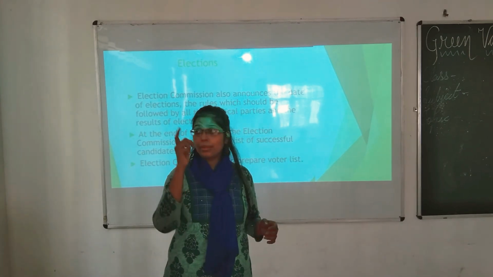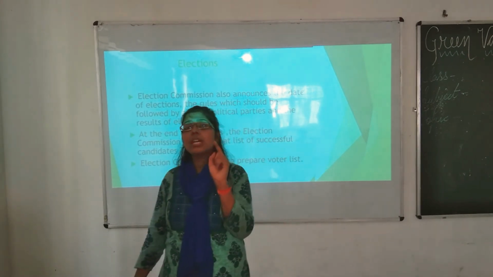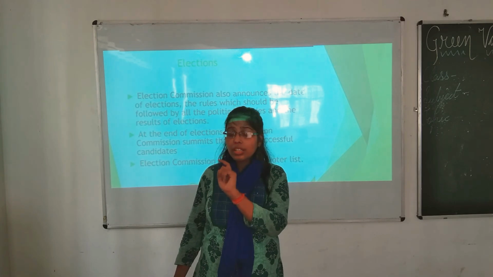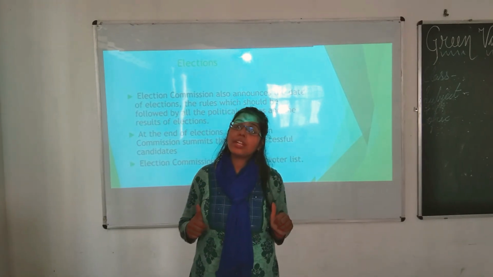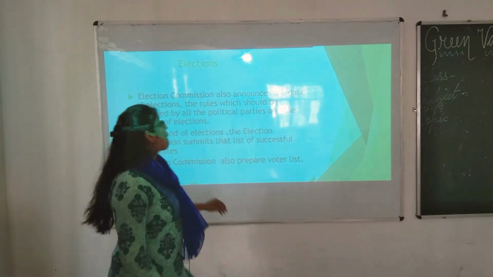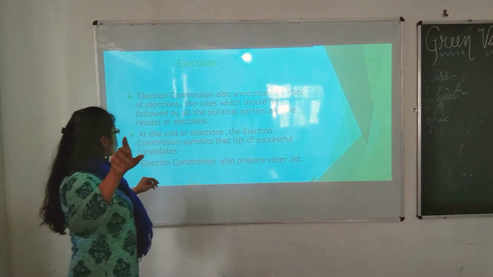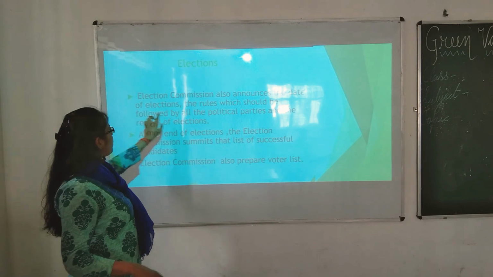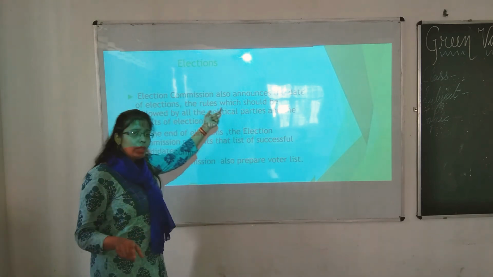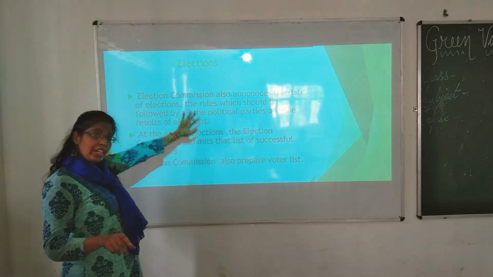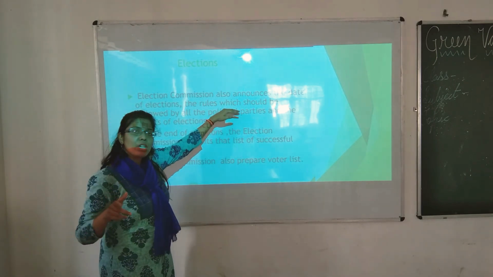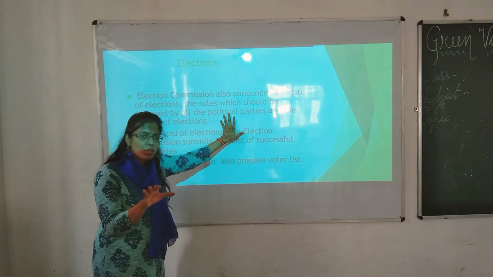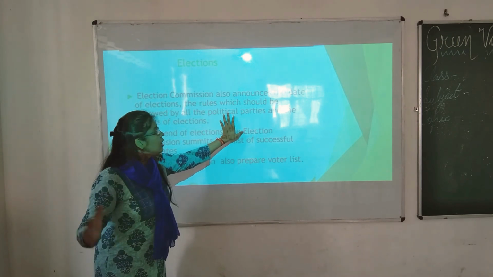And remember one thing, students: the election commission is only answerable to the parliament. No one else can question them or take an answer from them. They are only answerable to the parliament. Though it is not given in the book, you should know. The election commission also announces the dates of the election and the rules to be followed by all political parties. You will see what a political party is. It is yet another topic mentioned in your book. I will discuss it on a broader level later.